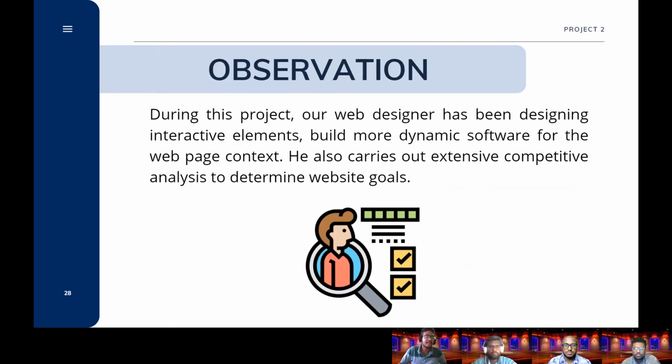And first, I will start with observation. What is observation? During this project, our web designer has been designing interactive elements, building more dynamic software for the web page context, and carrying out extensive competitive analysis to determine website goals. He also makes sure that the web designer achieves the aim of this project. He works in parallel with the team to always make sure that every input inserted in the website is suitable for the website's purpose. Basically, this team has been very productive since the start of the designing process of this website.